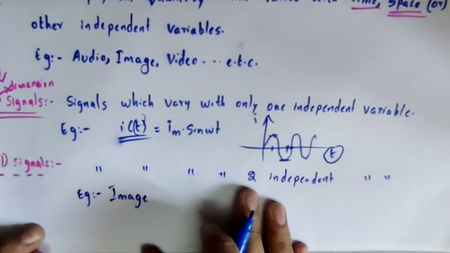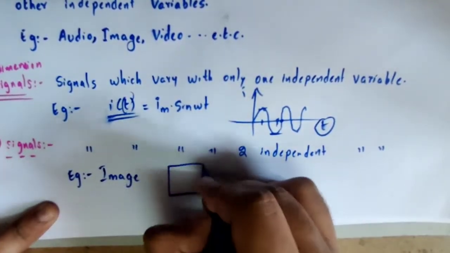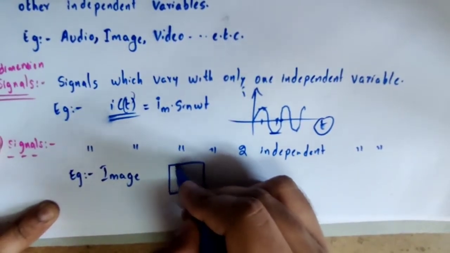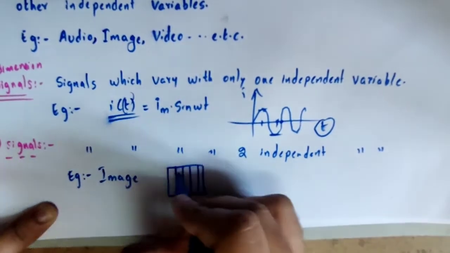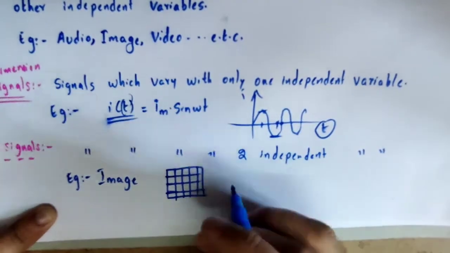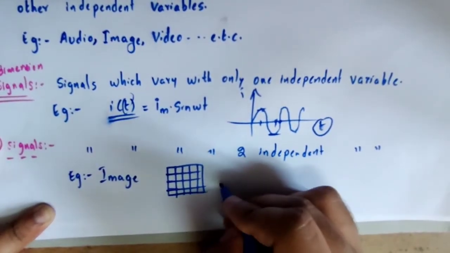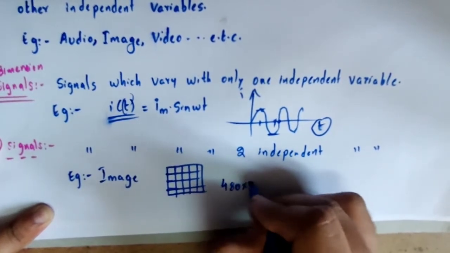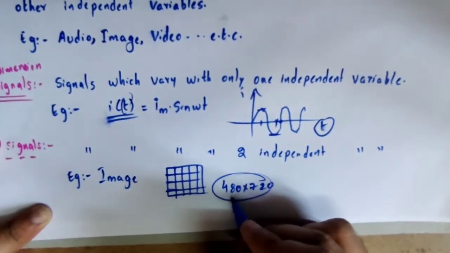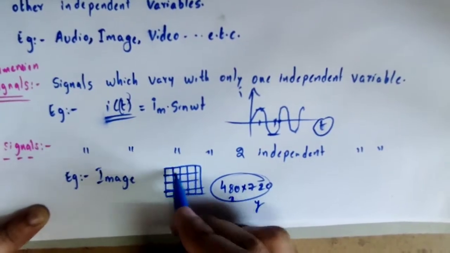Let us justify this example. How do you have an image? It will be in this square shape, right? In this shape only you will be having an image. An image will be divided into many pixels. You would also know the clarity of an image is measured in terms of dimensions, like 480 into 720. What are these dimensions? These are nothing but pixels. This is the x-axis, this is the y-axis. So an image will be divided into a number of pixels.